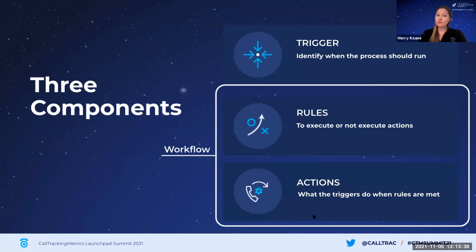There's three components to a trigger. You have the trigger itself, which is identifying when the process should run. You have rules, which decides whether or not to execute the actions. And then you have the actions, which is what the trigger does when the rules are met. You'll also see the term workflow in our documentation and on the trigger setup page. A workflow consists of rules and actions. So let's dig in a little bit deeper.